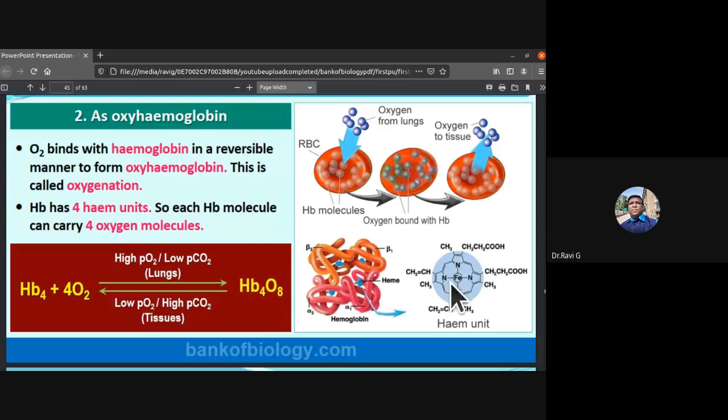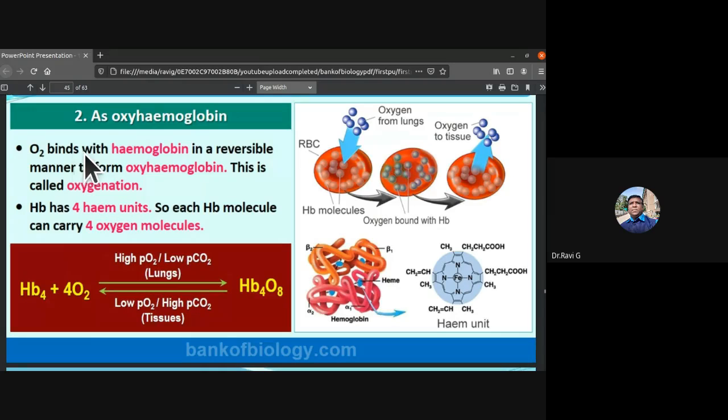So they have four heme units. You should understand that. So Hb4, that is why we give it as Hb4. Hemoglobin plus oxygen: four molecules of oxygen are attached to one hemoglobin molecule. Hemoglobin has subunits, four subunits called heme units, four heme units.